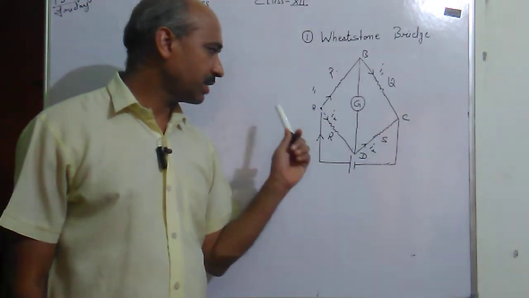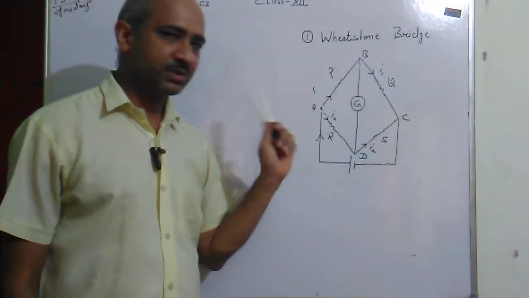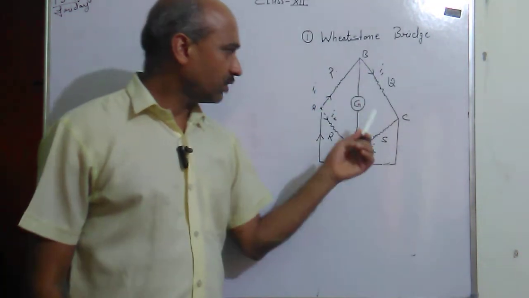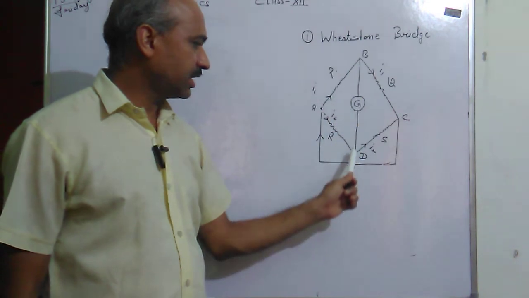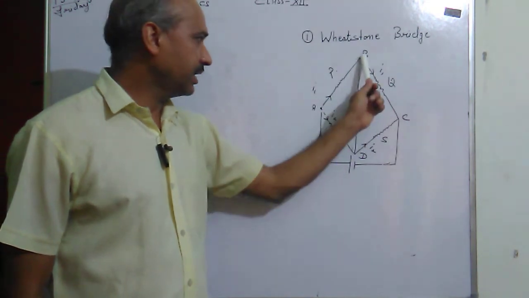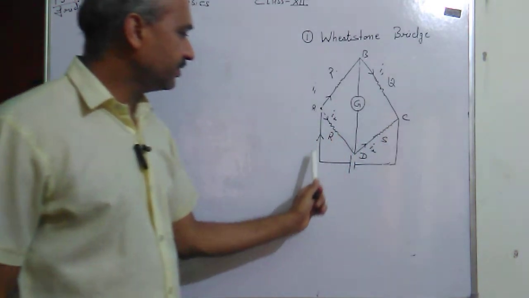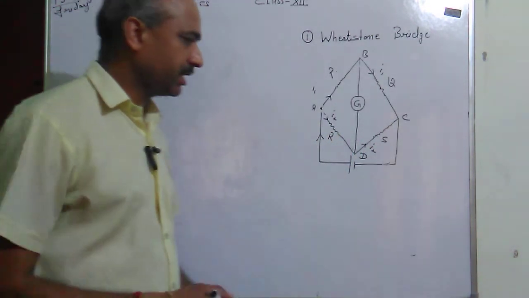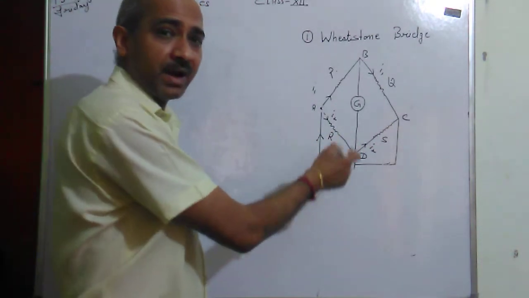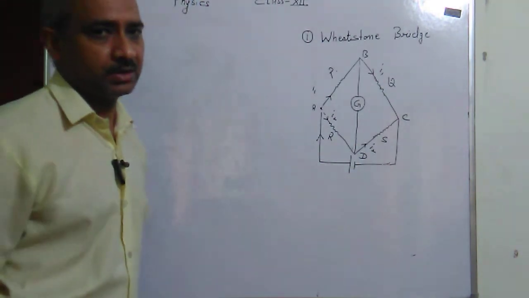So we have arranged them in such a way that the parallelogram is formed, and on one diagonal we have arranged the galvanometer, and on the second diagonal we have arranged a battery. Here we have arranged the battery.